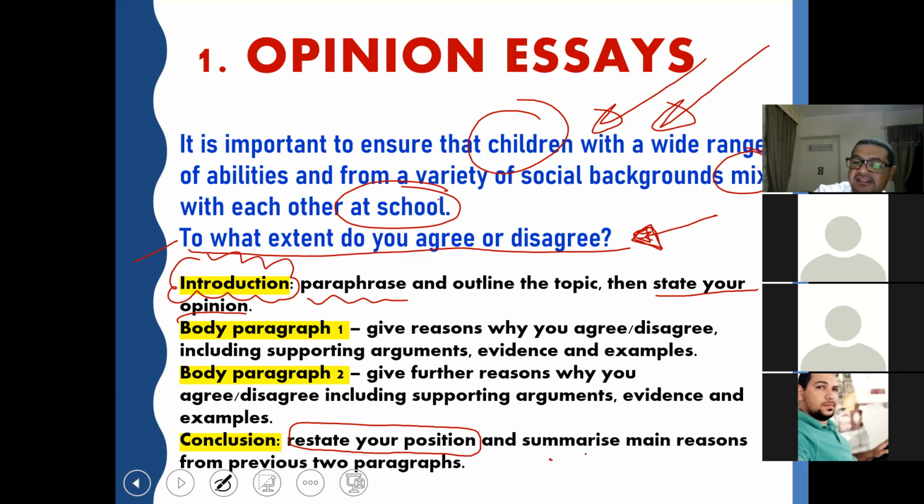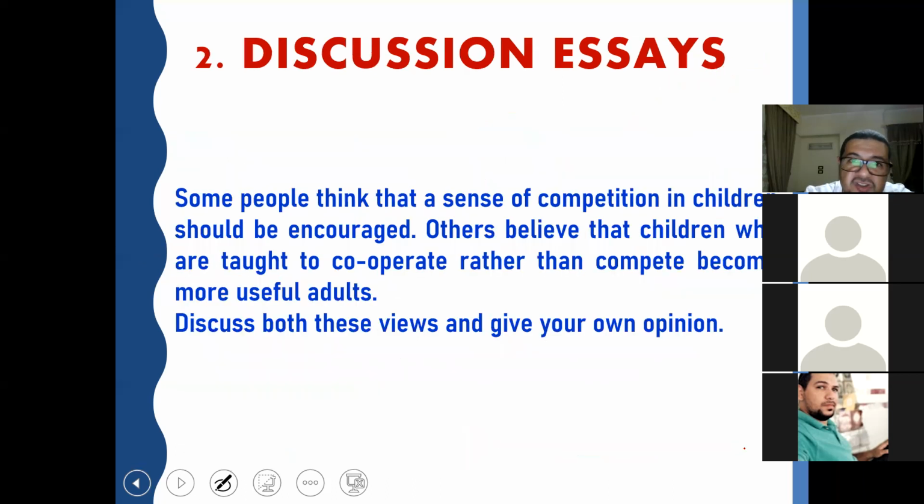And you may summarize the main reasons from the previous 2 body paragraphs. You may just say very briefly, because of so and so, because of 1 and 2. You may summarize the 2 paragraphs in just 1 sentence. This is how an opinion essay should be written. This is, of course, not a session about opinion essays. We are just taking very quickly the different types of essay questions.